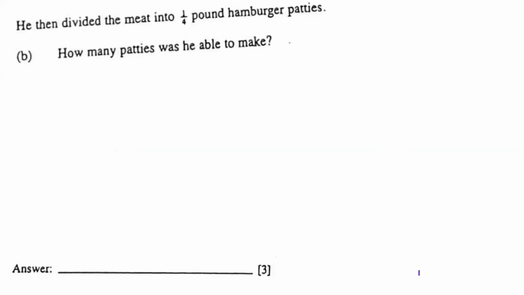And so let's move on to the next question. It says he then divided the meat into 1/4 pound hamburger patties. How many patties was he able to make? Well, we have 5 and 1/2, and we have to divide that by 1/4. And so the first thing I'm going to do is change this 5 and 1/2 into an improper fraction.